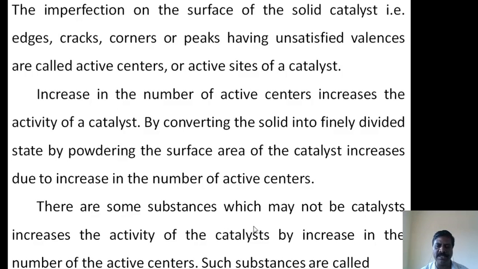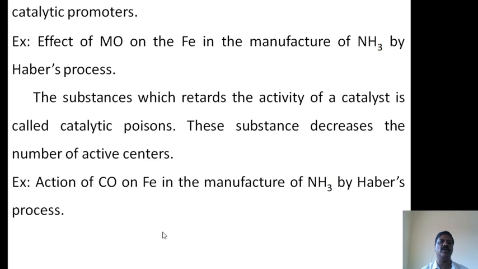There are some substances which may not be catalysts, but increase the activity of a catalyst by increasing the number of active centers on the catalyst, and such substances are called catalytic promoters. Example: the effect of molybdenum on the surface of the iron in the manufacture of ammonia by Haber's process. Here molybdenum acts as a promoter.